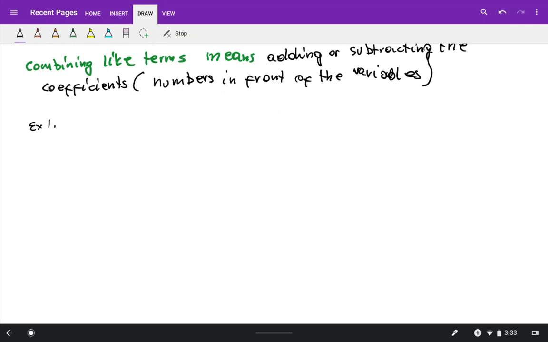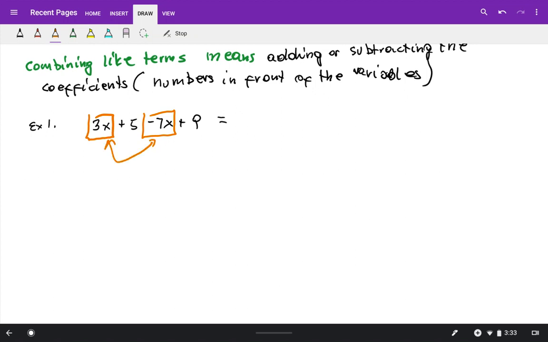So let's do example 1, and we have 3x plus 5 minus 7x plus 9, and we need to simplify that by combining like terms. Like terms are the ones which have the same variable, which will be 3x and negative 7x. And I'm going to combine them together.